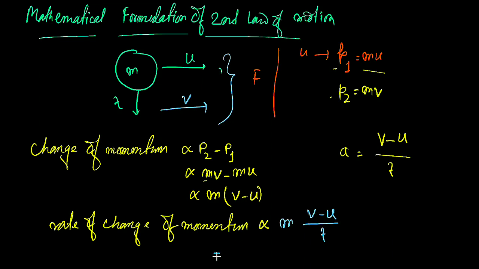And what does the rate of change of momentum mean? Rate of change of momentum means force F, and it is directly proportional to m times v minus u by t. And v minus u by t is represented by a. So in the next page we write that force F is directly proportional to m times v minus u by t. We can substitute v minus u by t as a. So what have we got? F is directly proportional to ma.